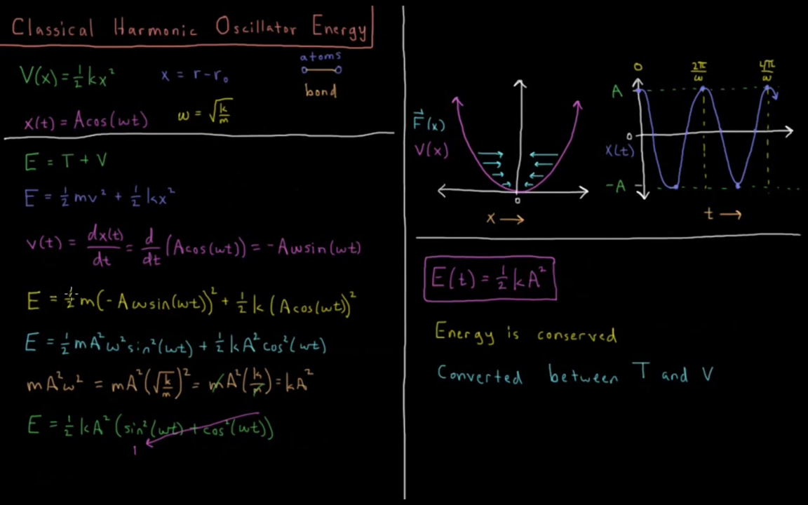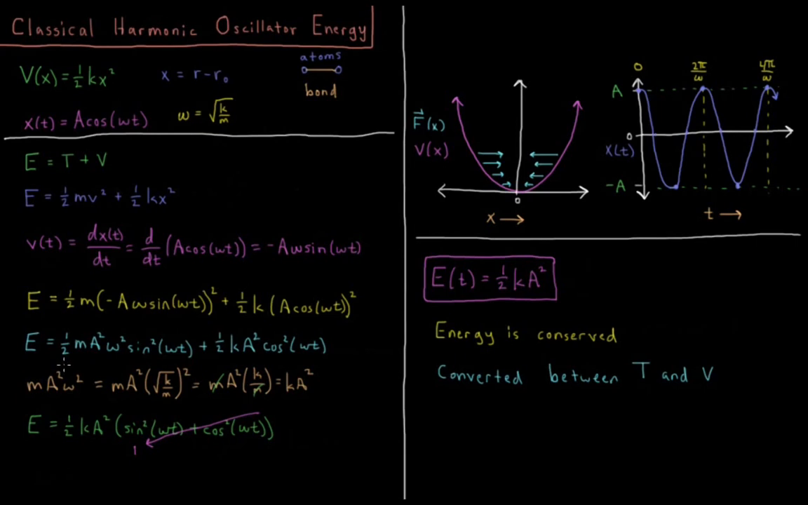So we have E equals 1/2 m times v squared, so this is our v, negative A omega sine omega t, squared, plus 1/2 k times x of t, which is A cosine omega t, quantity squared. All right, so now we have E equals 1/2 m A squared omega squared sine squared omega t plus 1/2 k A squared cosine squared omega t. So now we have a 1/2 m A squared omega squared here, and a 1/2 k A squared here.